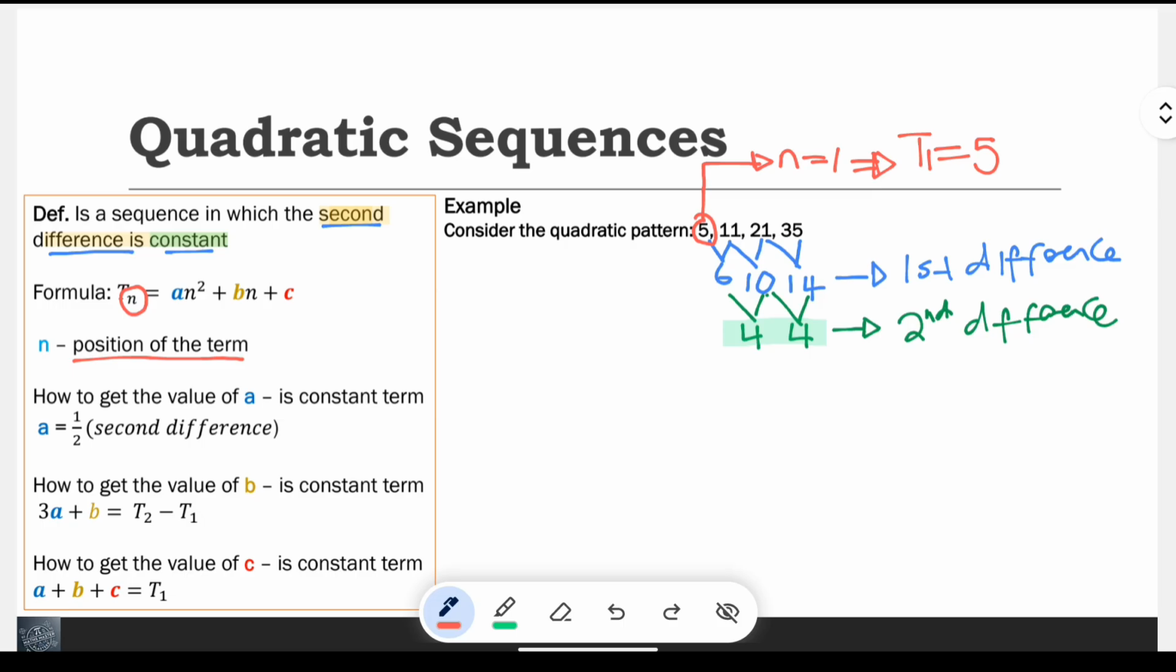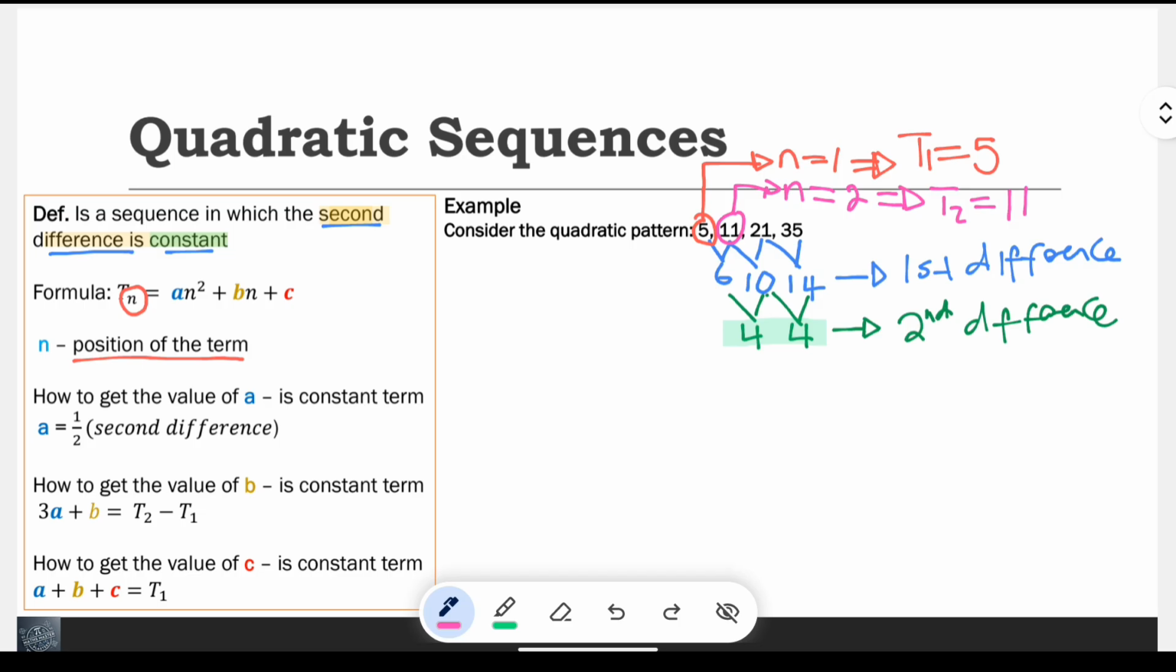Yes. So 11 also. Let's look at 11. 11 here is in position 2. Therefore, our n will be equal to 2. And then how are we going to represent it? We're going to say T2 is equal to 11. Term number 2 is equal to 11.